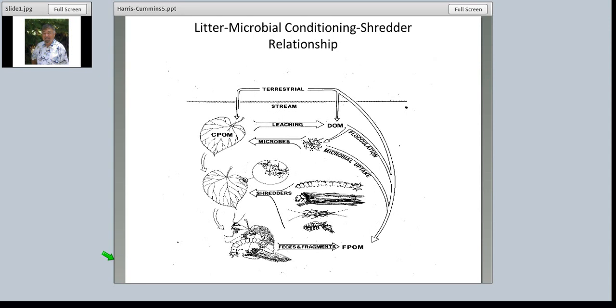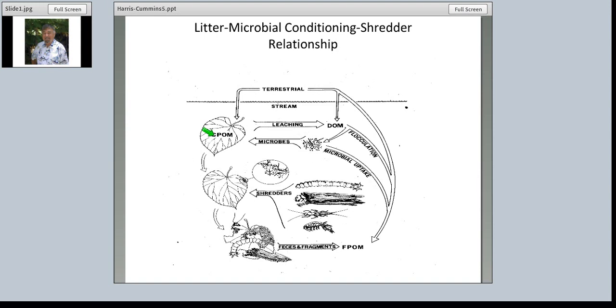Here's a leaf going in. Once the leaching is completed, or pretty well completed, the microorganisms invade the leaf and begin to metabolize the leaf. And then once the microbes are in the matrix of the leaf, the shredders begin to feed on the leaf and grow and produce more particles, especially their feces.